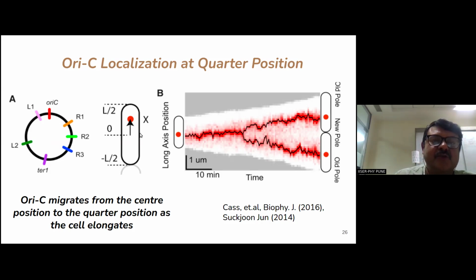After around 20 minutes, something happens, and the two oris segregate and go to two different halves of the cell. So the two oris from the center segregate to go to two different parts of the cell. From the center, it goes to the 2/4 position. So this is like the 1/4 position and the 2/4 position, and it remains there. After that, cell division happens, and so on and so forth.